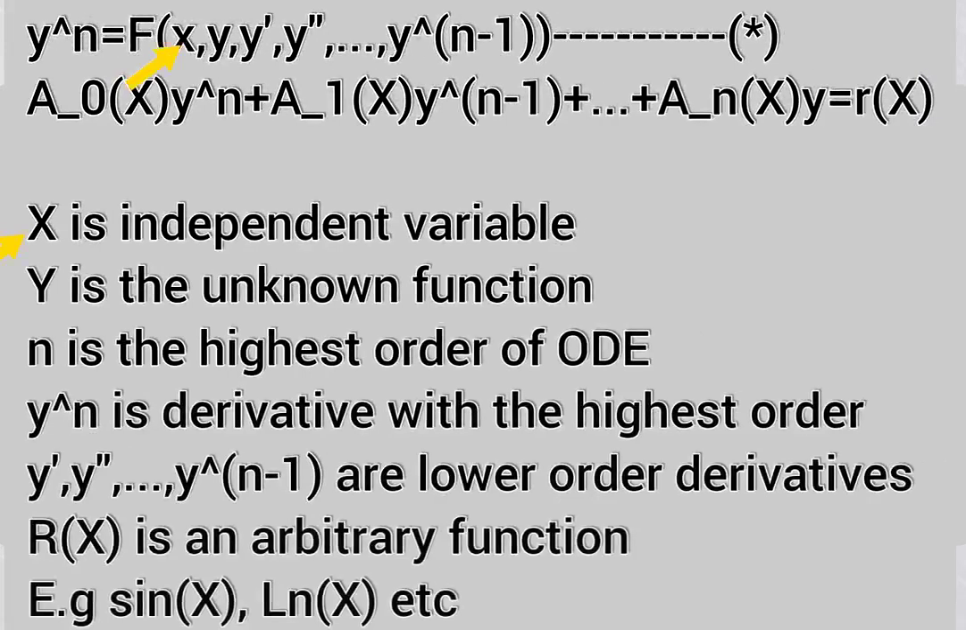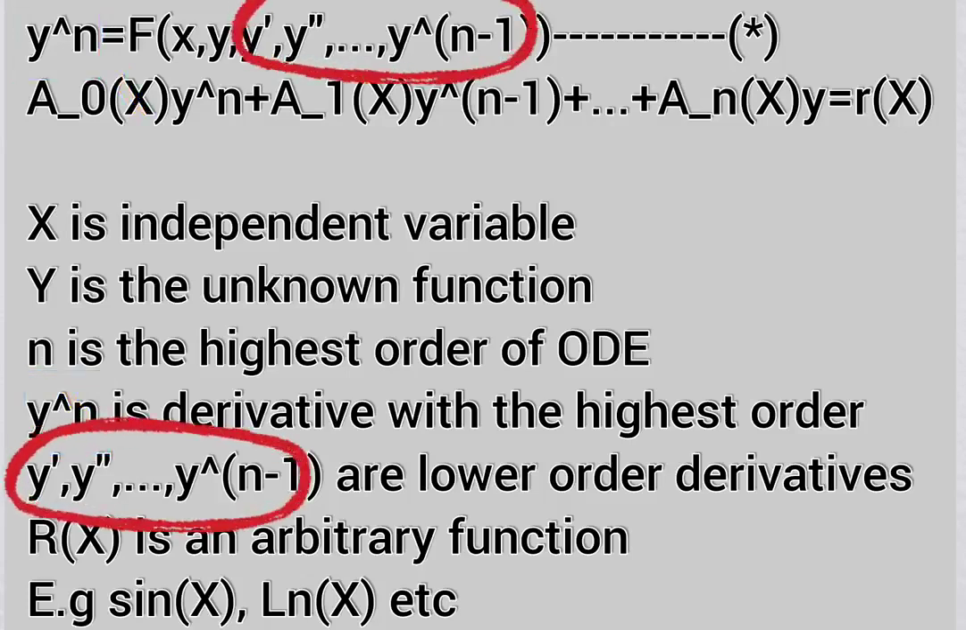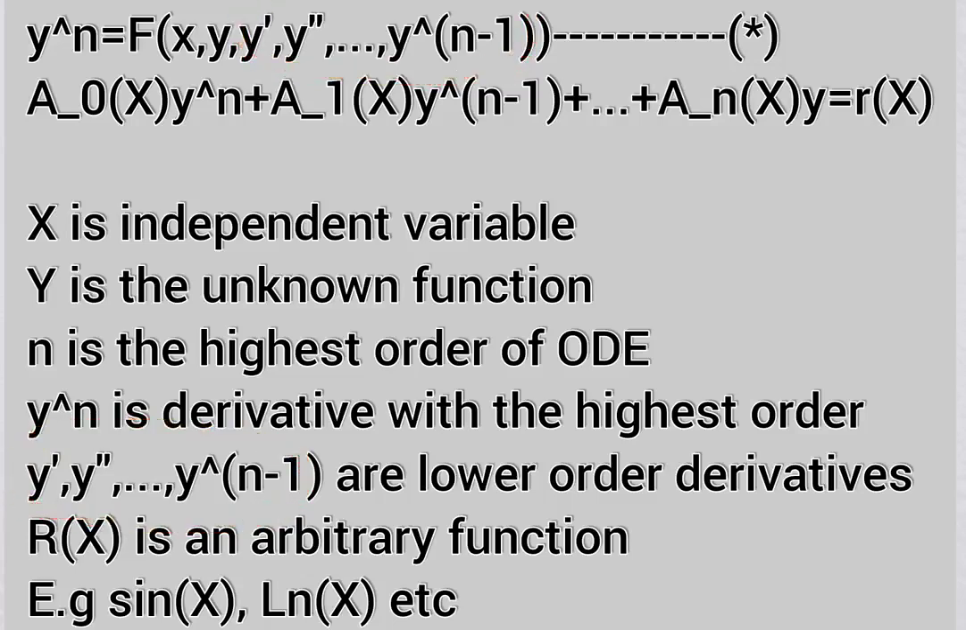So here our x is an independent variable, our y is an unknown function, our n is the highest order of the ordinary differential equation, our y^(n) is the derivative with the highest order, and y prime up to y^(n-1) are the lower order derivatives. r(x), of course, is an arbitrary function. Like I said earlier, it could be trigonometric, exponential, or logarithmic. Example: sin x, ln x, exponential x, as the case may be.